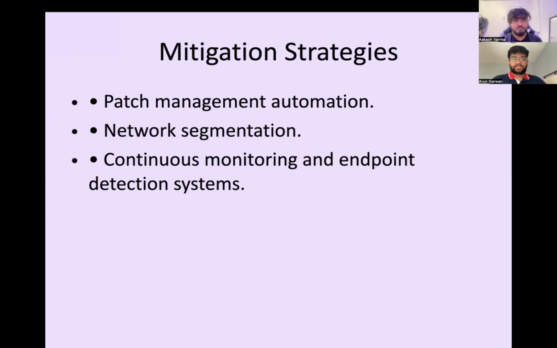Mitigation strategies. To prevent such breaches, organizations should prioritize patch management automation, implement robust network segmentation, and continuous monitoring systems. These strategies help in early detection and rapid response to vulnerabilities.